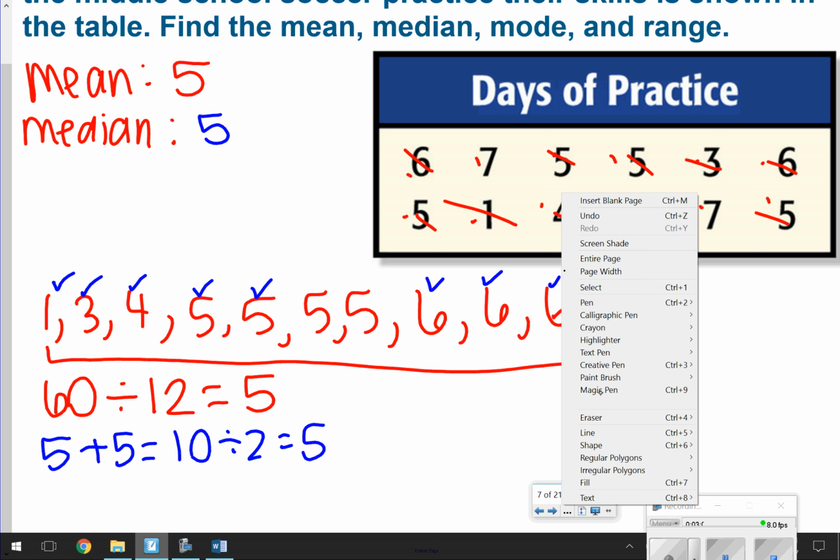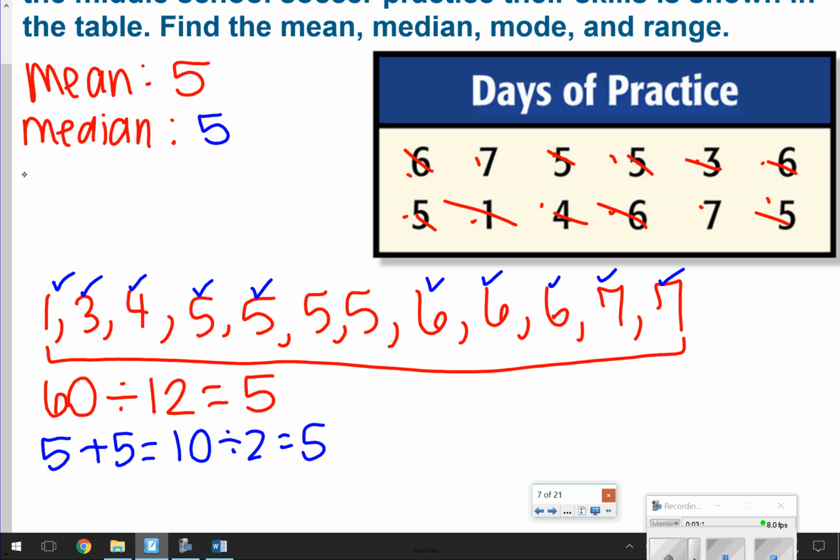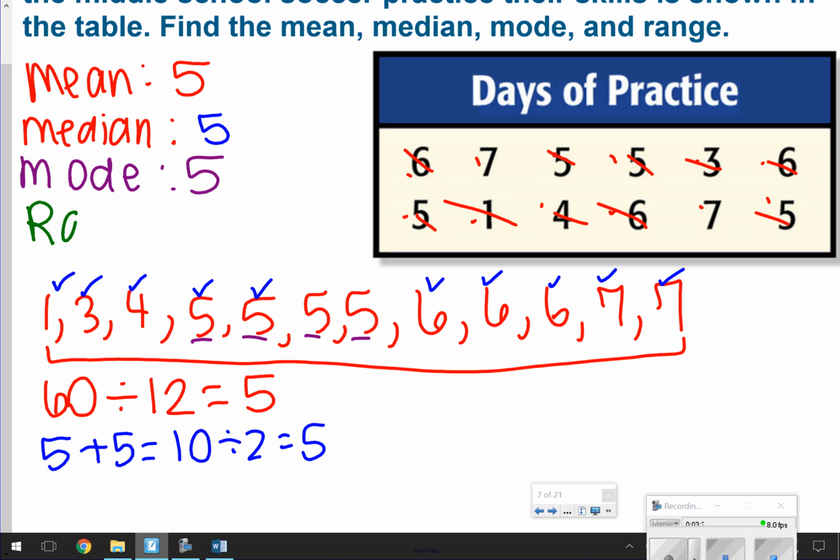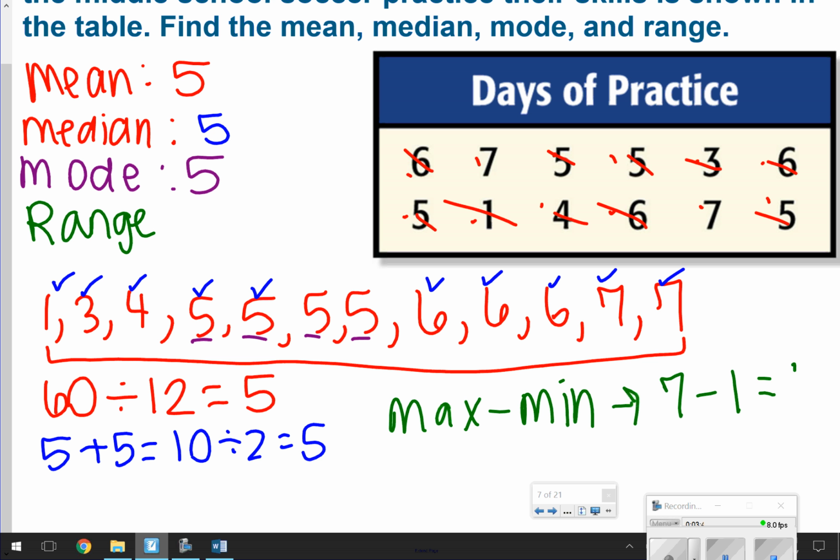I'm going to change the color for mode. Mode, remember, is the most occurring number. Before, when we were writing all of our numbers, we saw that we had 4 5s. So the mode, the most occurring number, is 5. The last one is range. Range is subtracting maximum minus minimum. In this case, our maximum is 7. The minimum is 1. So 7 minus 1 is 6, meaning our range is 6.